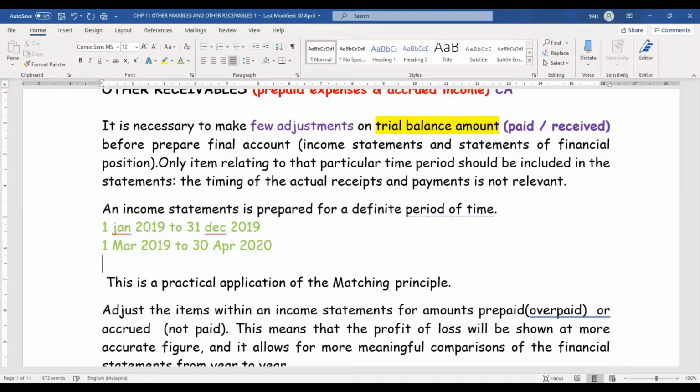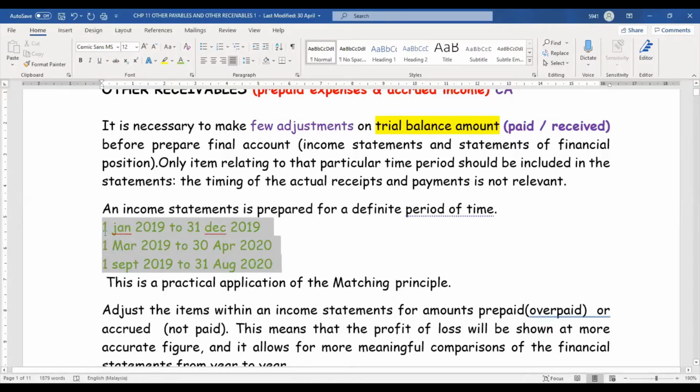Let's say another example, maybe they start on 1st September 2019 to 31st August 2020. So your 1 year can start any month. And some companies do 6 months also. It depends on the question. But most of the questions that we see are for 1 year, so we do accounts for 1 year.